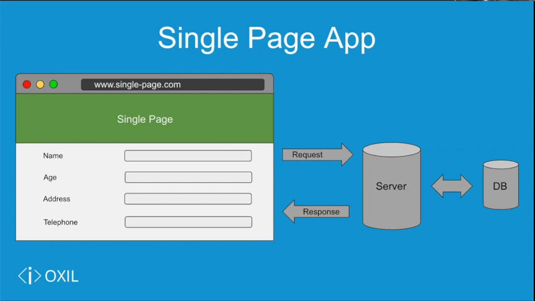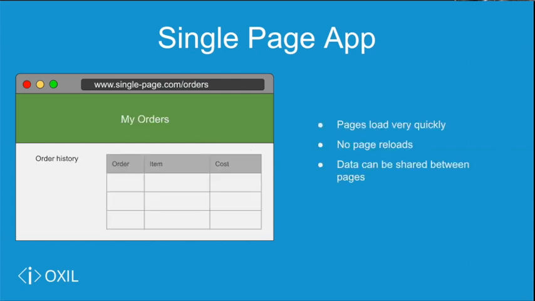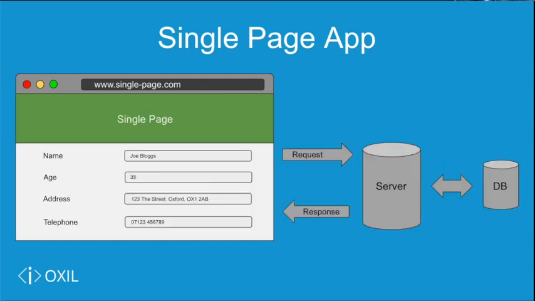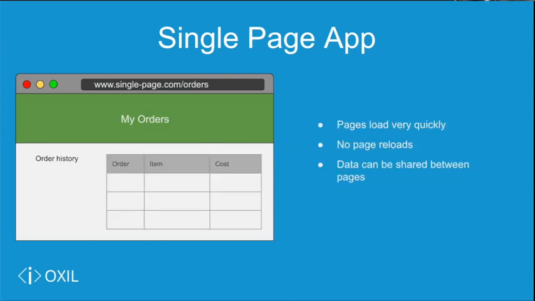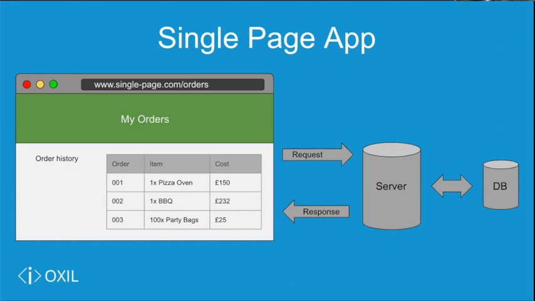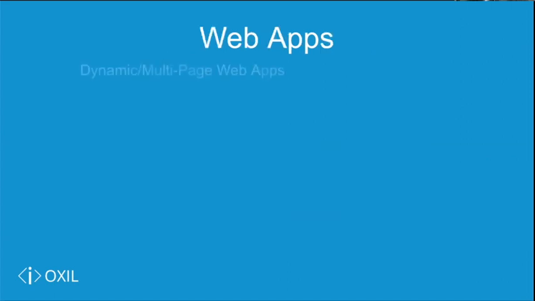If we navigate to the orders page now, that page is loaded instantly. There's no need to go to the server to get anything from it to load the site itself. The pages load very quickly, there's no reloads, and the data between these pages can be shared if you need to. So the next thing to do here would be to ask the server for the data, and the content would be populated. So you can see how different the techniques of creating web apps are and the benefits that you can have from those.